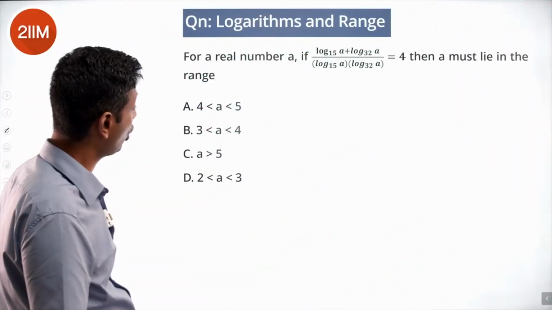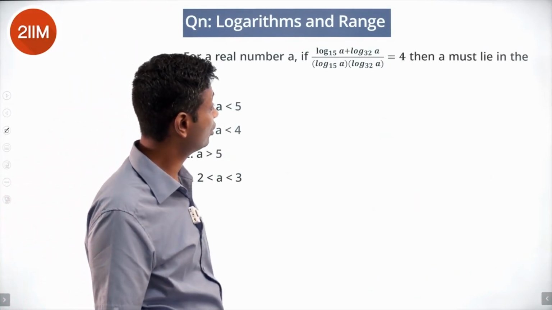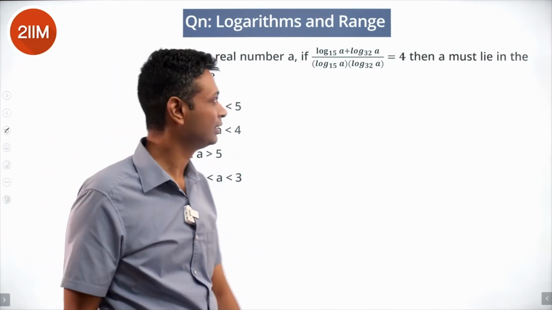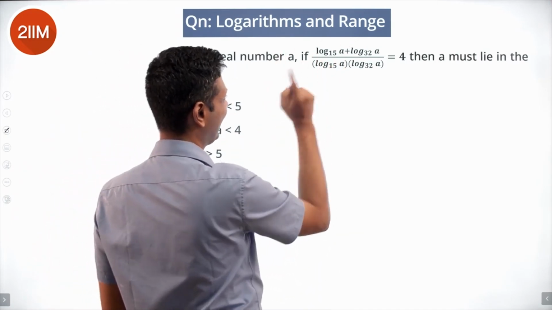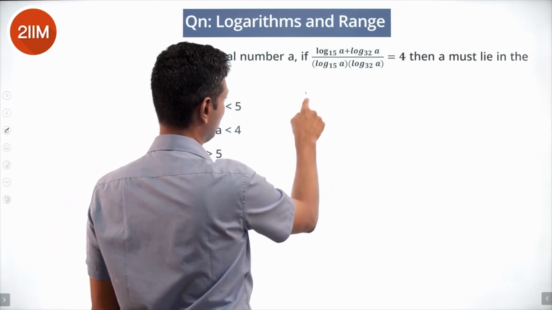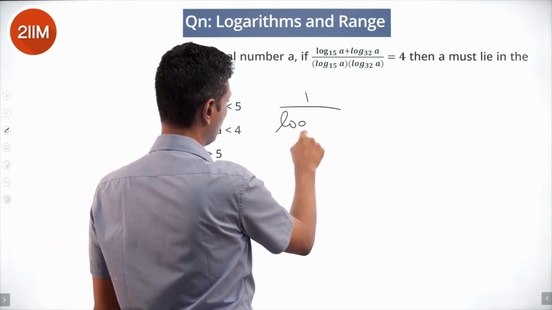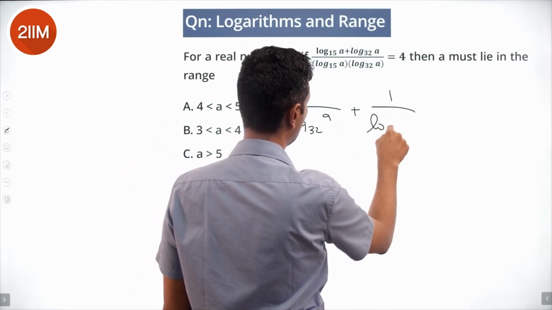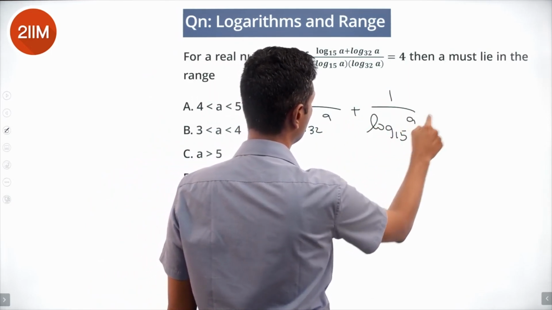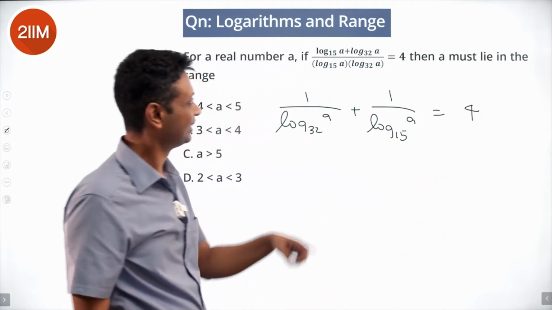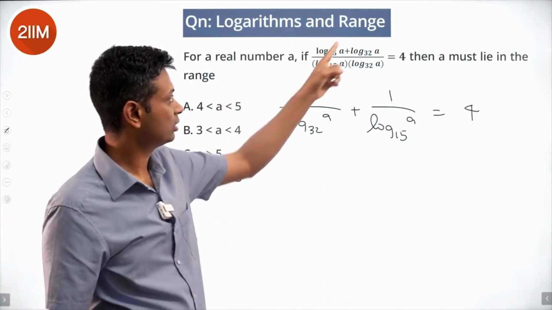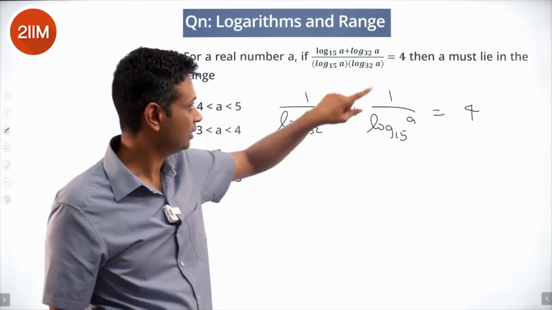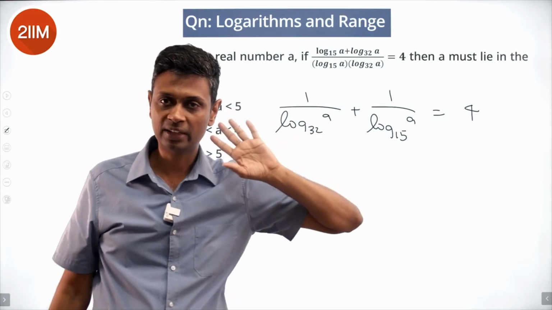For a real number a, if log a to the base 15 plus log a to the base 32, by log a to the base 15 into log a to the base 32, is 4. This is of the form a plus b by ab. I'm going to carve this out separately. 1 by log a to the base 32 plus 1 by log a to the base 15 is equal to 4. The first term by the whole denominator, second term by the whole denominator. The first time log a to the base 15 will get cancelled. Second time log a to the base 32 will get cancelled.